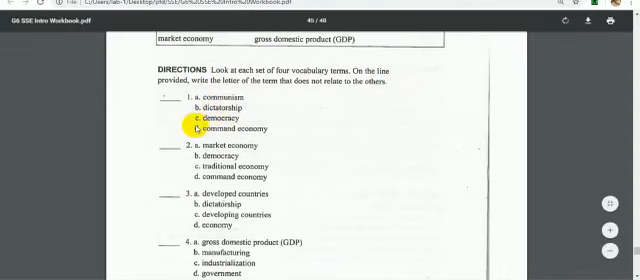Guys, that's page 39 in your book, and it's a very easy exercise. We will just now look at each set of four vocabulary terms. On the line provided, write the letter of the term that doesn't relate to the others. Alright, let's read them one by one. Communism, dictatorship, democracy, command economy. The first three are different forms of government, and the last one is a form or type of economy. So the right one is D, which is not related to the others.